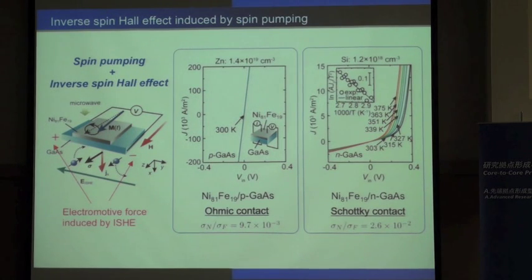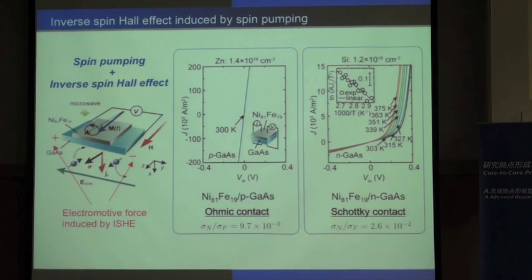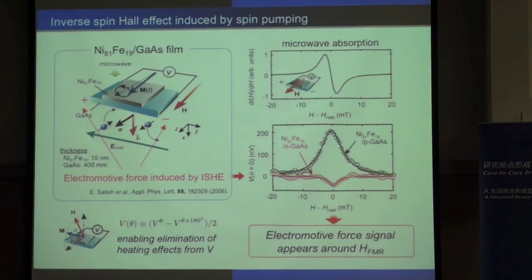If the spin pumping injects a spin current into the gallium arsenide layer, we can detect the spin current by measuring the electric voltage induced in the gallium arsenide layer, because the spin-orbit interaction in gallium arsenide is very strong. So next we measured the electric voltage under ferromagnetic resonance for this system. This is the result. This is a microwave absorption signal as a function of the external field, and this is a voltage signal. As you can see, a voltage signal appears at the ferromagnetic resonance field.